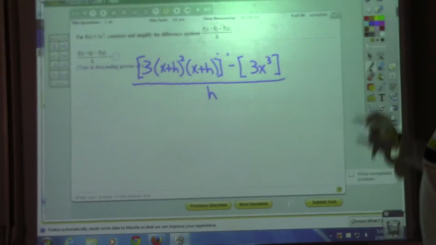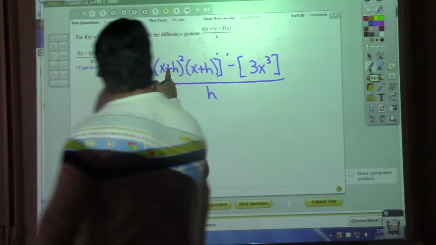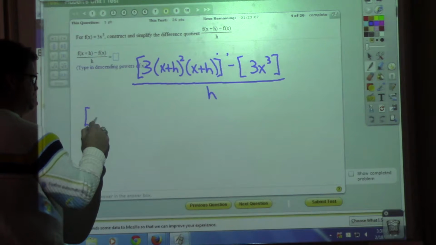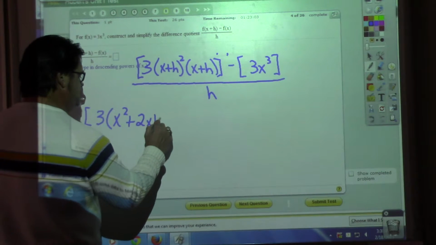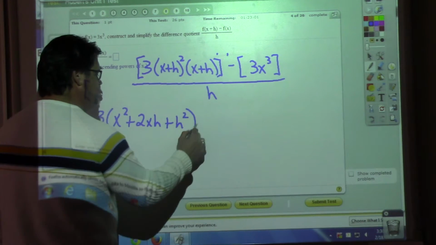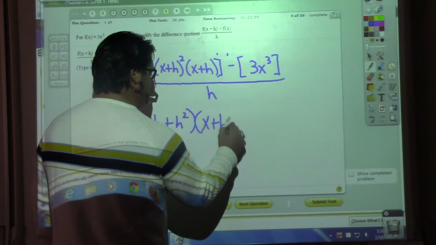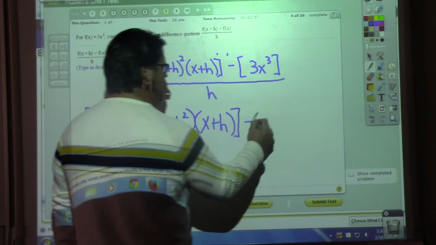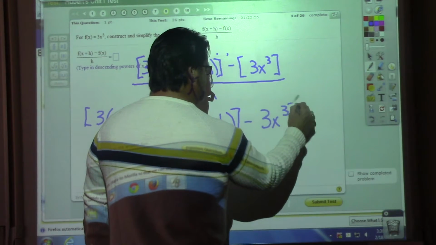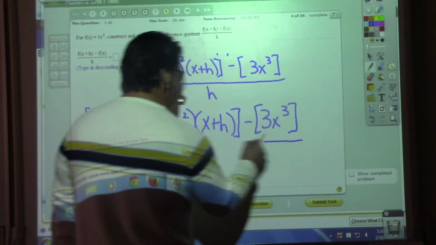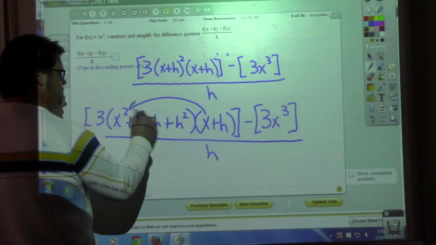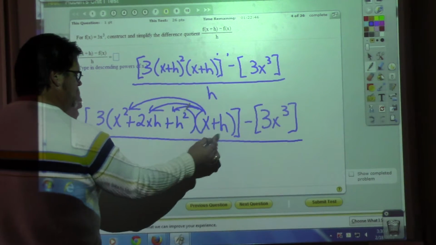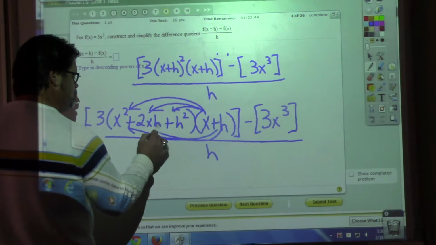All right, so using shortcut number one here, you're going to get brackets 3x squared plus 2xh plus h squared times x plus h, close brackets, minus 3x cubed in brackets. We really don't care about that because it's not going to do anything yet. And now distribute this x and distribute this h.